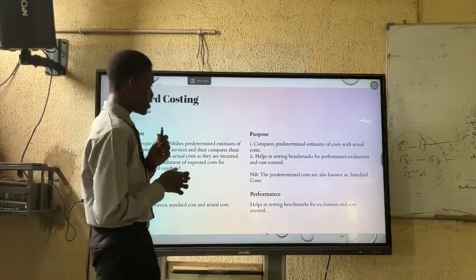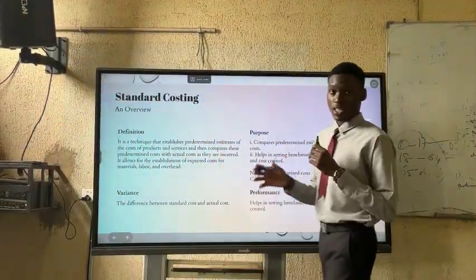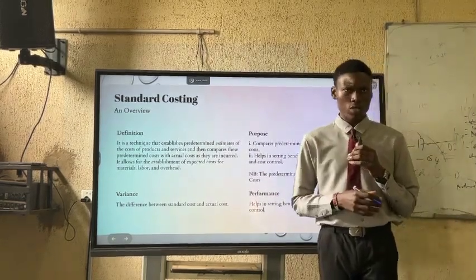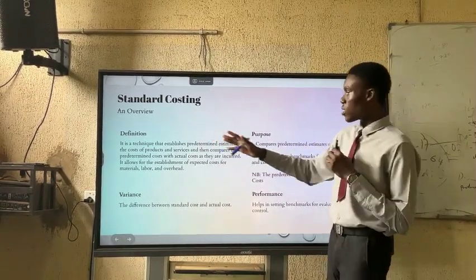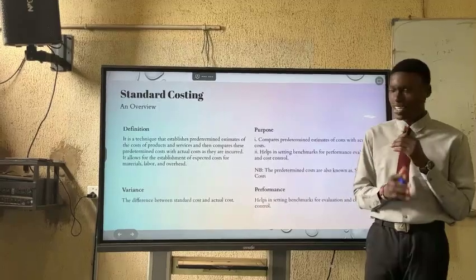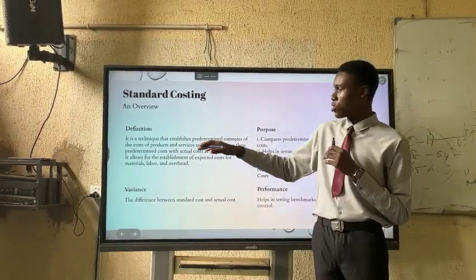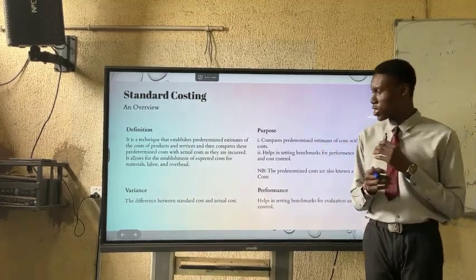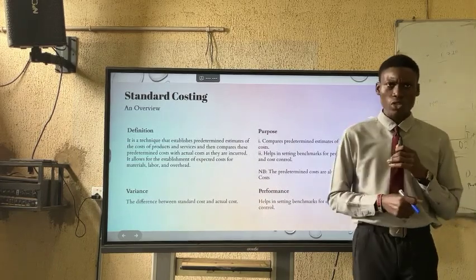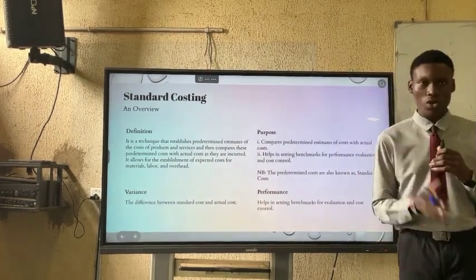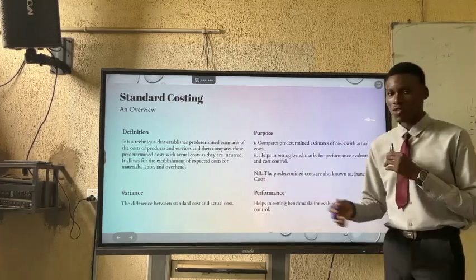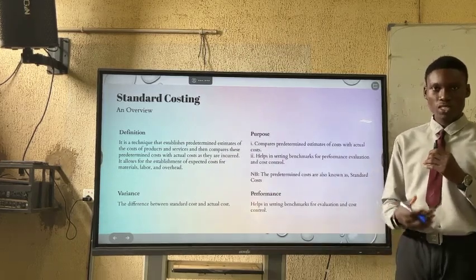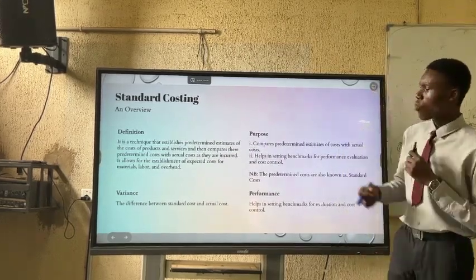Standard costing is the estimation of predetermined costs, which is then compared with actual costs. Do you understand what I'm saying? It is a technique that establishes predetermined estimates of cost of products and services, and then compares this predetermined cost with actual costs as they are incurred. It allows for the establishment of expected cost for materials, labor, and overhead. So we see here that standard cost is like a target cost that should be obtained, because it's the estimation of predetermined cost for products and services, which is then compared with the actual cost incurred for that period.